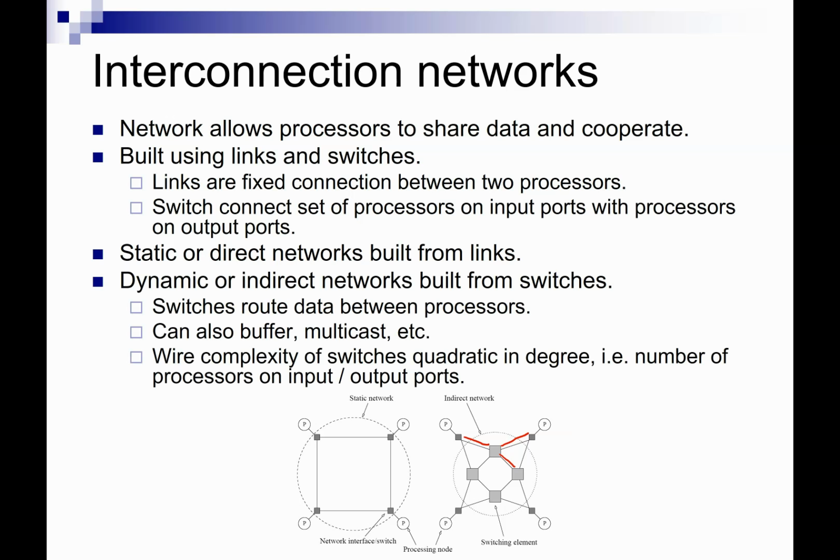In fact, if you want to build a switch which has a certain degree, meaning how many incoming ports there are and how many outgoing ports there are, then the number of wires you need for that switch is going to be quadratic. It's basically the product of the number of input ports and the number of output ports. For example, if you have 3 input ports and 4 output ports, then in principle you need to have wires between all of the inputs and all of the outputs. So this is going to be the product of the number of inputs and outputs.